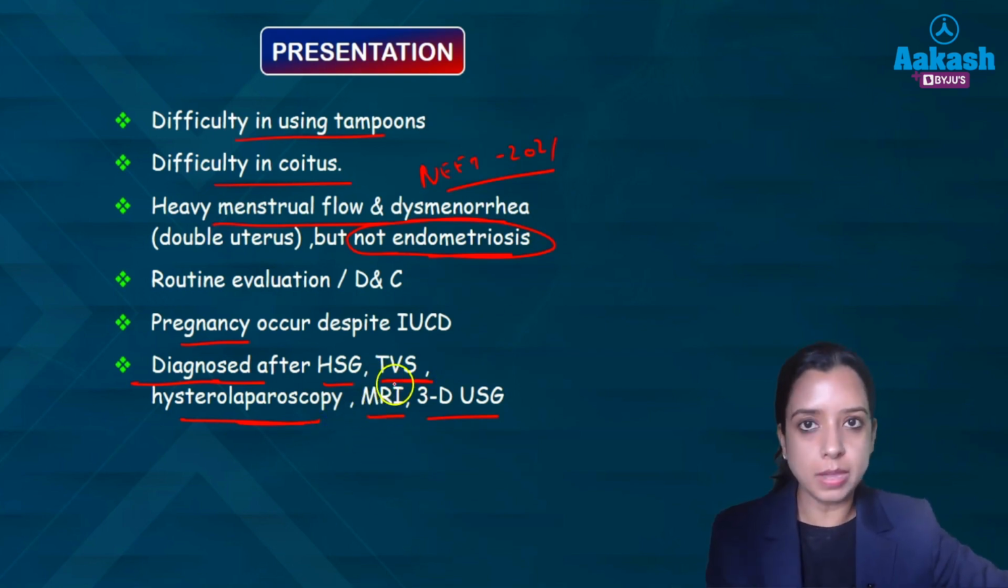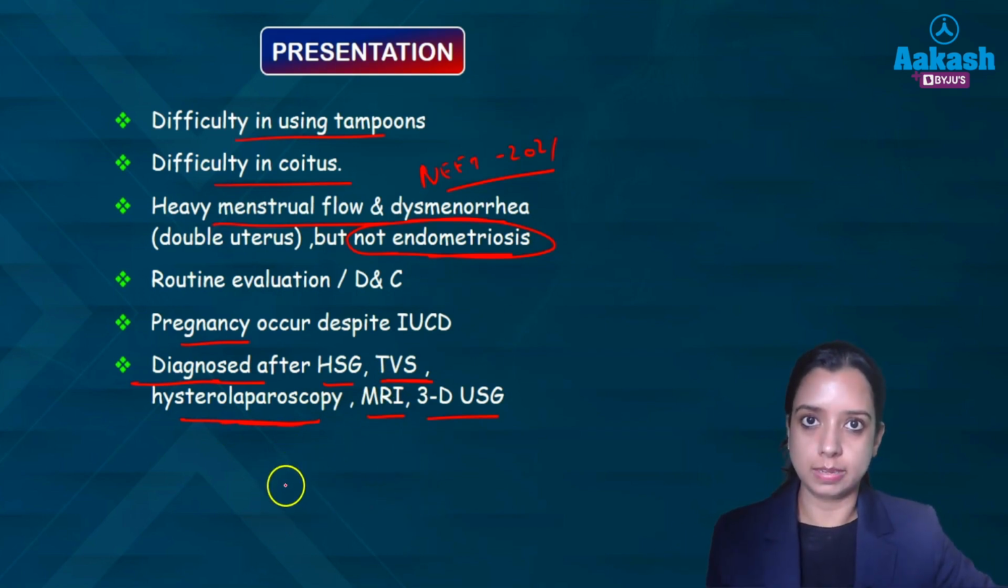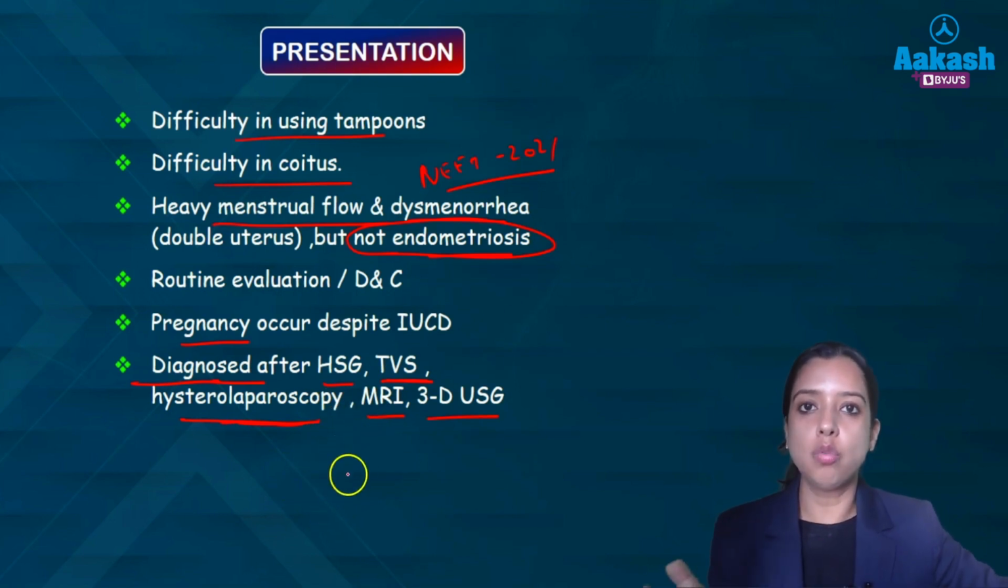So TVS can be used, hysterolapro is used, but falloposcopy is for fallopian tubes and X-ray cannot diagnose Mullerian anomalies. Okay, HSG is different. X-ray cannot see the uterus. Hence, these 2 were the answer. Now, this was one question.